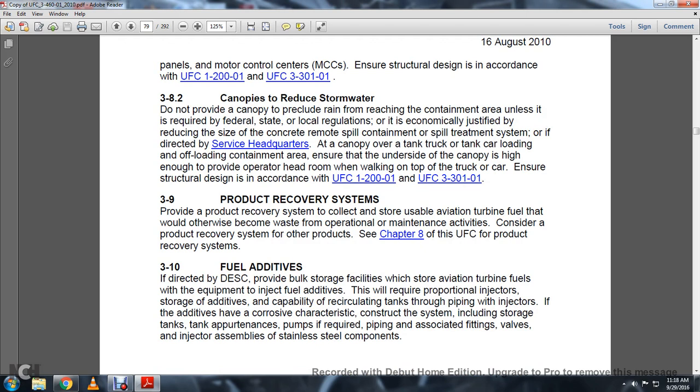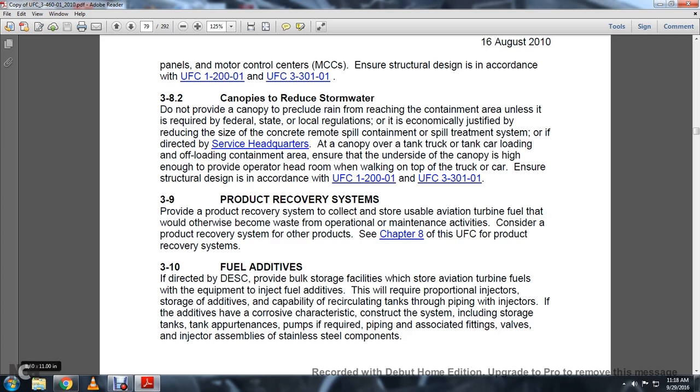3.9 Product recovery system. Provide a product recovery system for the correct storable, usable aviation fuels that would otherwise become waste from operational maintenance activities. Consider a product recovery system for other products. See Chapter 8 of the Unified Facilities Criteria for the product recovery system.